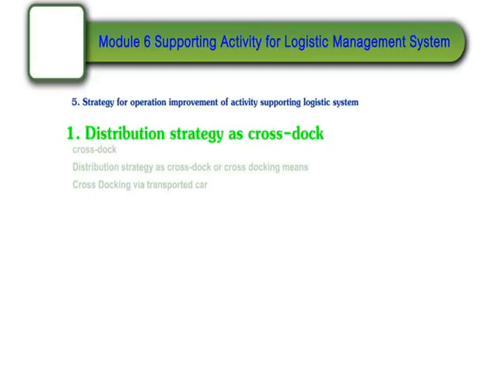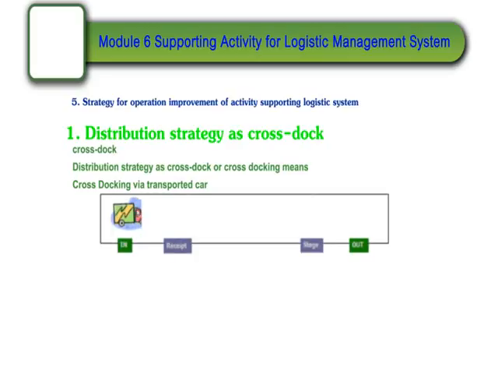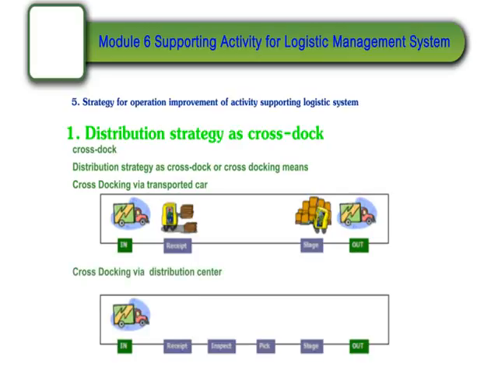Number 1, distribution strategy in cross-dock. Distribution in cross-dock, or cross-docking, is to manage product distribution, which handles the goods being transported forward from the cargo door directly into the ship. There are 2 types of cross-docking. Number 1, cross-docking via transported car, and number 2, cross-docking via distribution system.